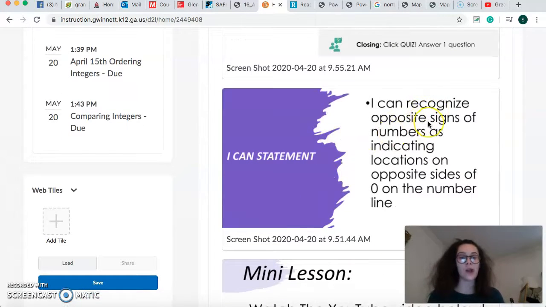I can recognize opposite signs of numbers as indicating locations on opposite sides of 0 on a number line. What does that mean? That means that we understand that there's a 0 right here and that the numbers to the right are positive and that the numbers to the left are negative, okay?